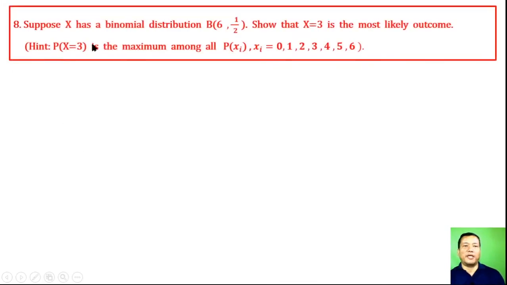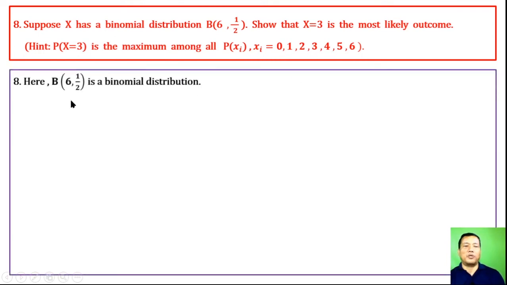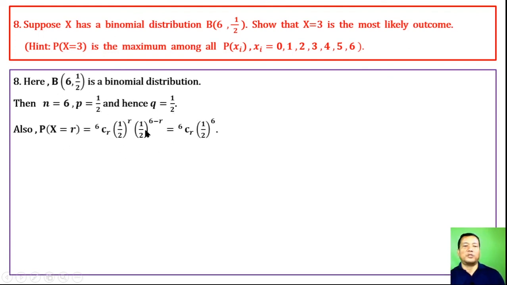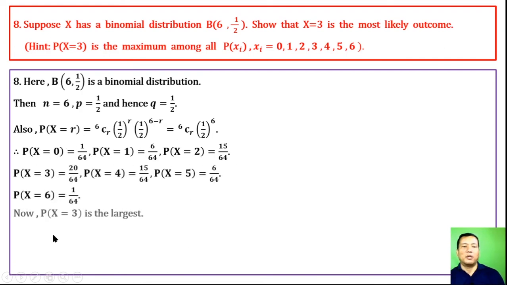Question number 8. Suppose X has a binomial distribution B of 6, half, show that X equal to 3 is the most likely outcome. Hint: P of X equal to 3 is the maximum among all P of X, where X can take 0, 1, 2, 3 up to 6. This is a binomial distribution whose value n is 6, p is half and hence q is also half. Probability of R successes is this. Put R equal to 0 and R equal to 1 and you get these values respectively. Of which the largest is P of X equal to 3, that is 20 by 64, thus X equal to 3 is the most likely outcome.